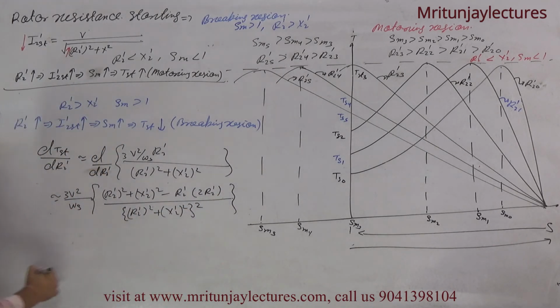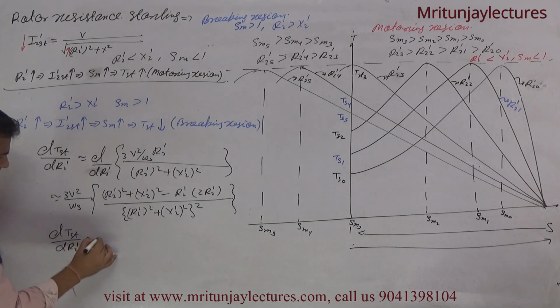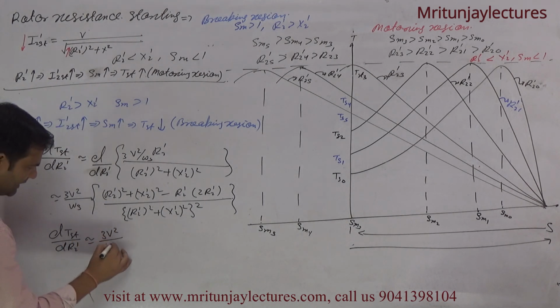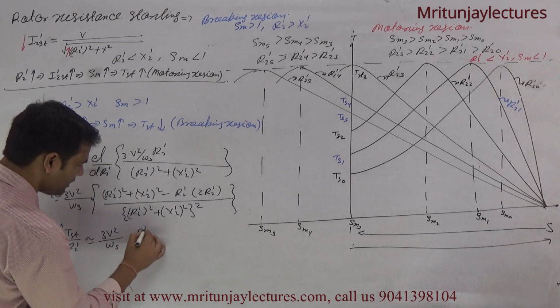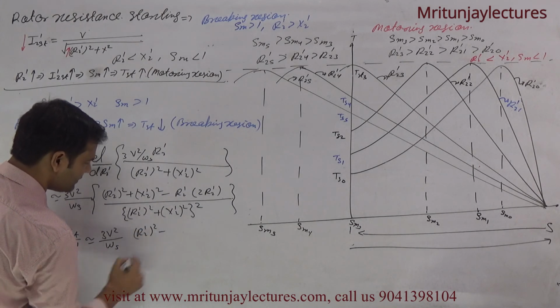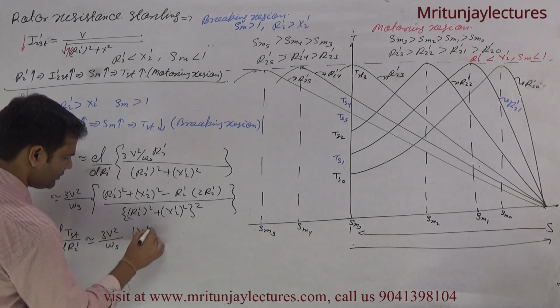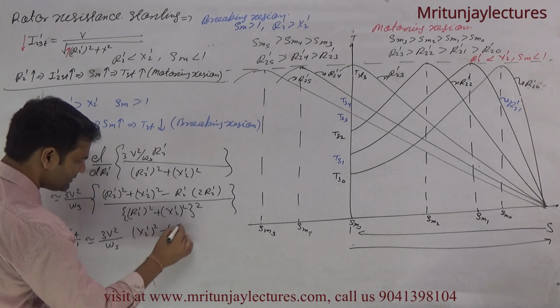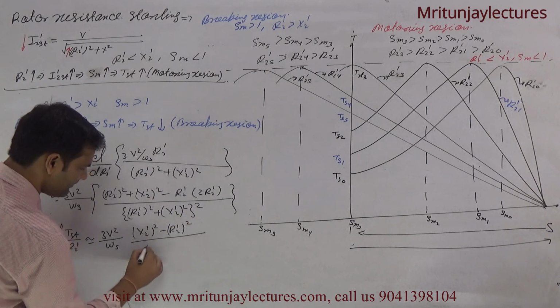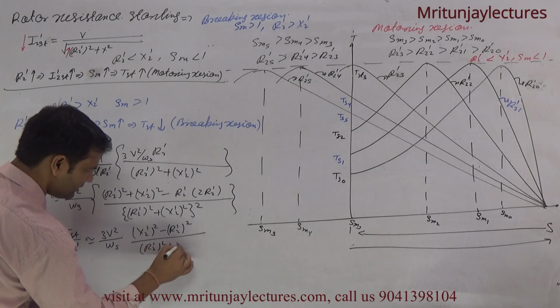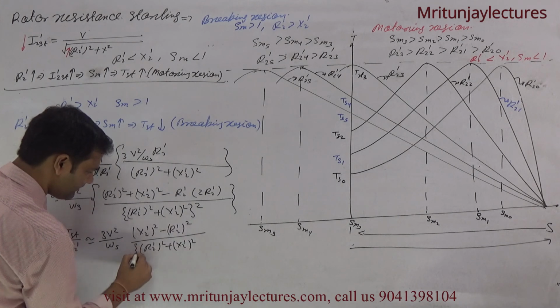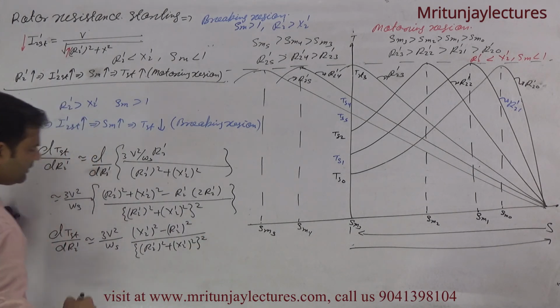Clear? Now it is clear that d T starting with respect to R2 dash is written as 3V square upon omega s into X2 dash to the whole square minus R2 dash to the whole square, divided by R2 dash to the whole square plus X2 dash to the whole square, whole squared. Okay, clear?